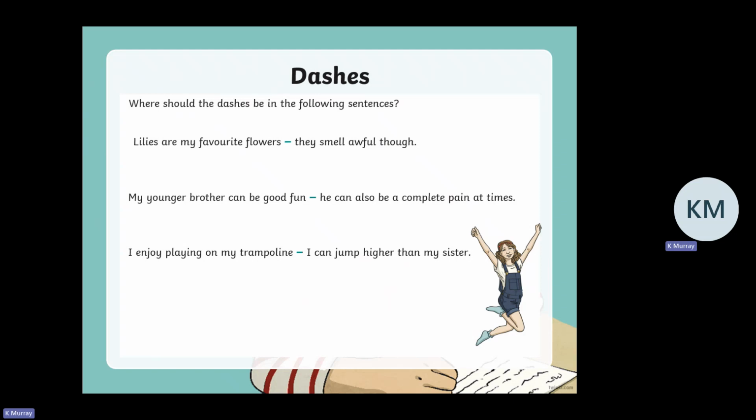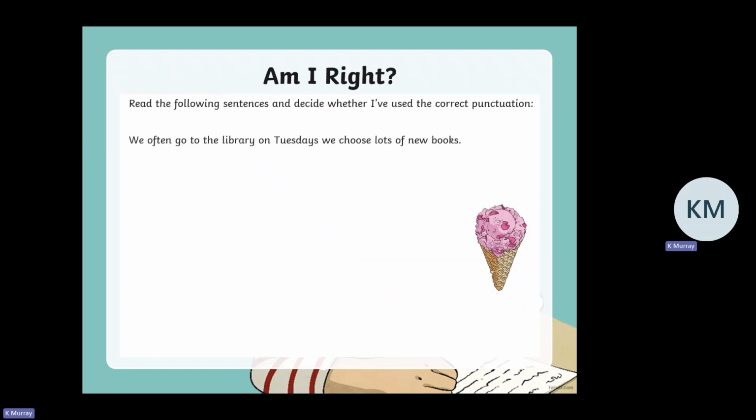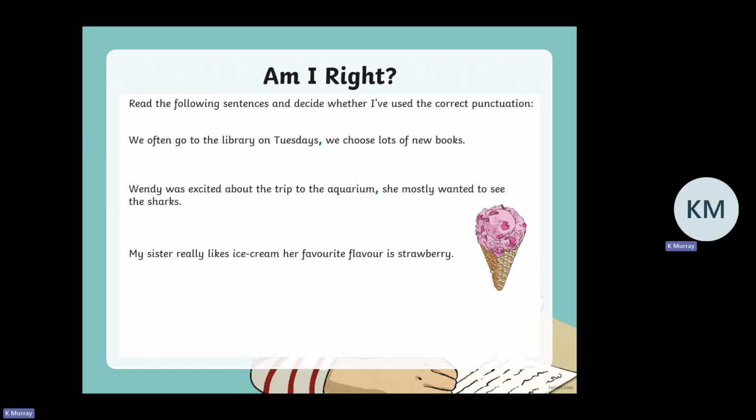The point here is that we've got a choice. We don't have to use full stops all the time, do we? We can use the semicolon, the colon, or the dash to link our sentences together. Okay. Right. Tell me if I'm right with these. What do we think of these sentences?